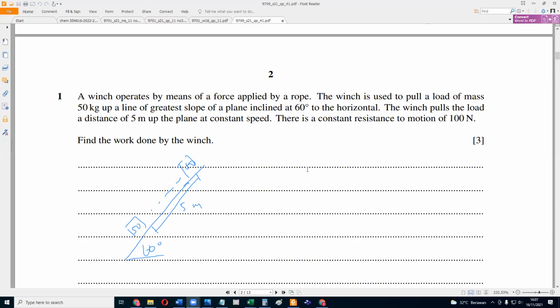So the question is, what is the work done by the winch? Just think that the winch is going to move this way. Now in this case, we need to know what the energy given by the winch is used for. The work done here must be the same as the work absorbed by the mass. The mass is going to absorb the work in two things. First, the change of potential energy. And then the friction.